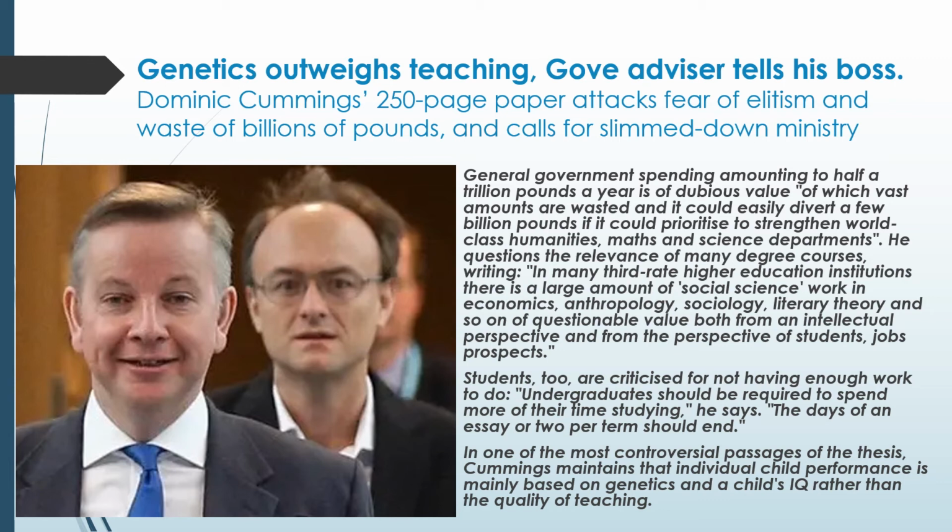So in this quote in the middle it says, in many third-rate higher education institutions, there's a large amount of social science work in economics, anthropology, sociology, literary theory, and so on, of questionable value, both from intellectual perspectives and from the perspective of students, jobs, and prospects. So ultimately, what he's arguing is that some of these subjects, like sociology, are pointless. And this argument about genetic measurements as opposed to social ones. So again, sociologists can put ideas forward, but if the people in power disagree or devalue the subject, it's not necessarily going to get anywhere.